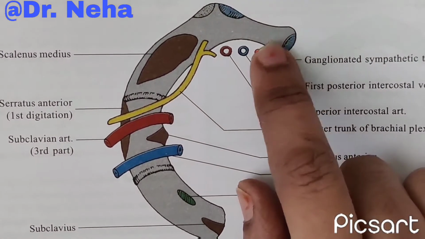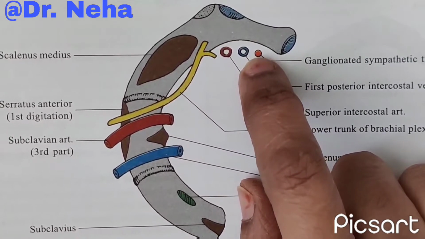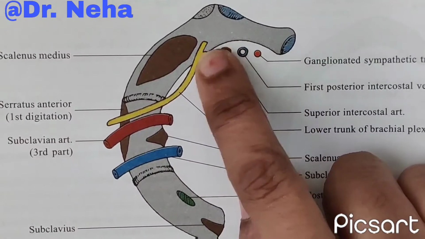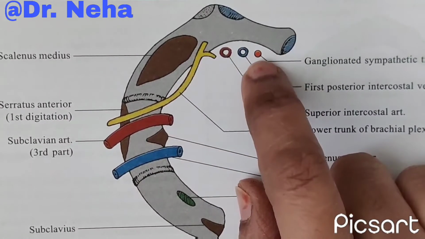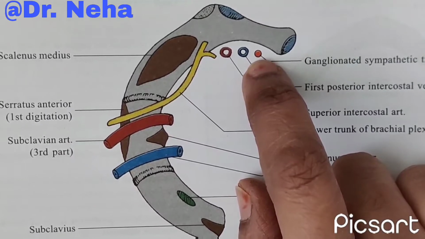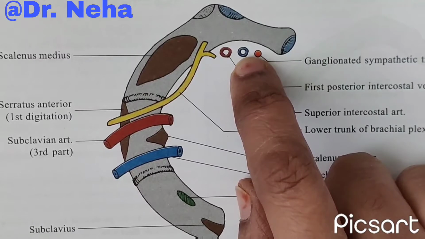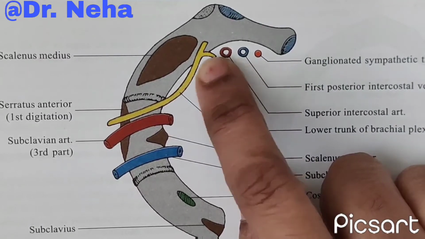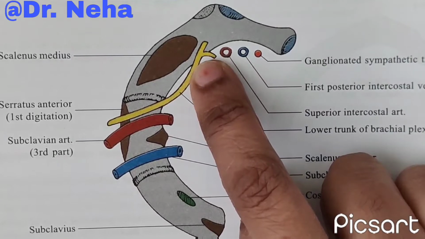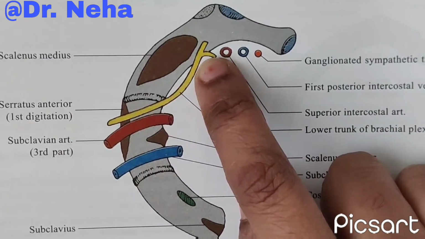Now here we can see this is the neck of the first rib. Now the relations which are important on the anterior surface of the neck of the first rib, these are from medial to lateral side. The first structure is the sympathetic chain. Then we have the posterior intercostal vein, first posterior intercostal vein. Then lateral to it, this is the superior intercostal artery. And then the lateralmost structure is the first thoracic spinal nerve. So this is the ventral ramus of the first thoracic spinal nerve.